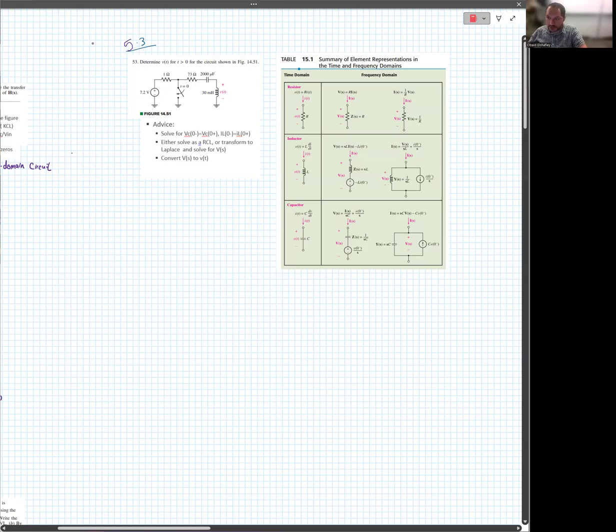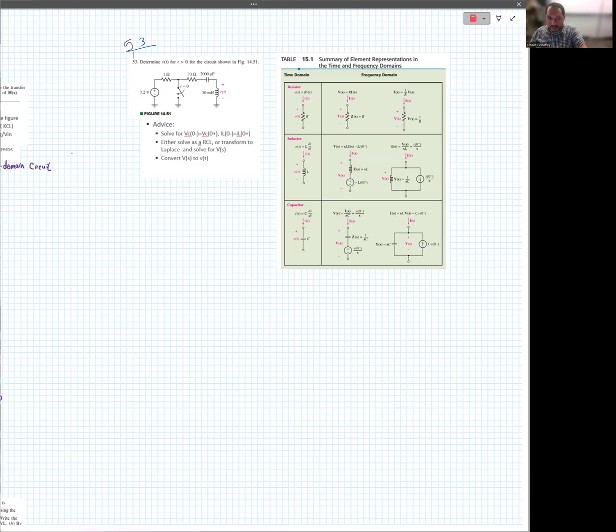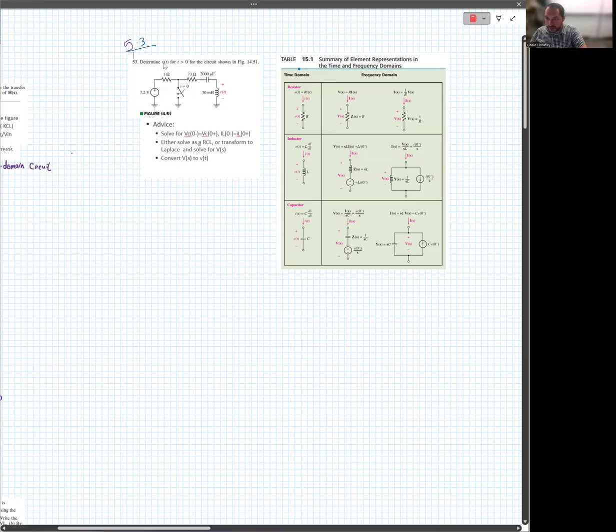So for question 5.3, let's summarize our discussion. Let's start by reading the question. Determine v of t for t greater than 0 for the circuit shown in figure 14.51. So we're looking for the voltage across an inductor. I put this useful table for converting the elements from time domain to frequency domain using the Laplace transform or their equivalents. You can use it as a reference.